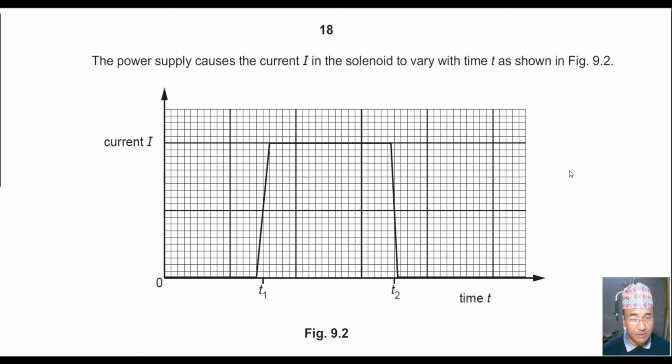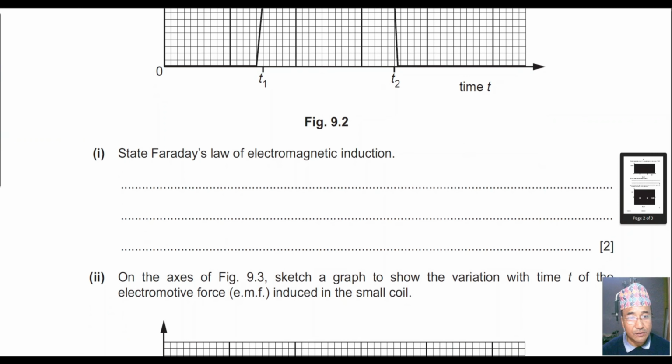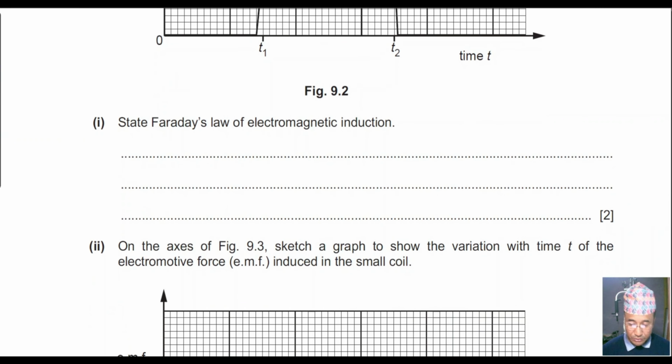So initially constant at 0, it rises up to a certain value uniformly, then again constant here, and then falls uniformly to 0 and then again remains at 0. Then state Faraday's law of electromagnetic induction. So it is about EMF. We have to mention that the EMF is equal to the rate of change of magnetic flux linked to the coil and so on. I won't go through this in detail. The main stuff is this.